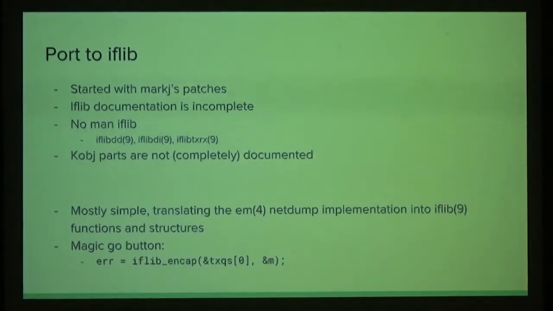It's mostly fairly simple. IFLIB resembles EM, the function names and interfaces resemble it, so it's fairly easy to translate. But the hardest part, the one thing I didn't know, there's sort of a magic go button, which is what Matt Macy called it. And it's not described that way, it doesn't seem that way to the user. So I sat, I think, for a week or two, not sending packets, trying to figure this out. What I was doing wrong turned out to be one missing function.